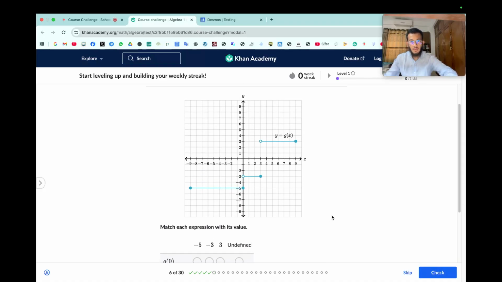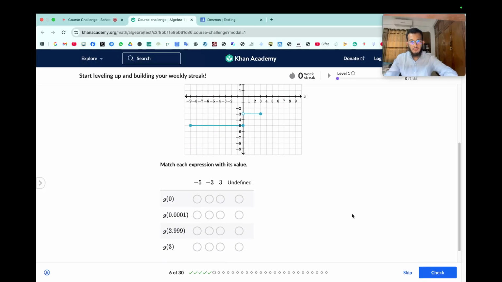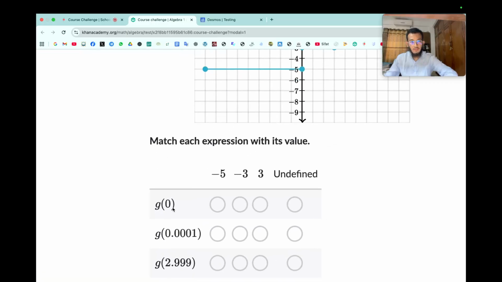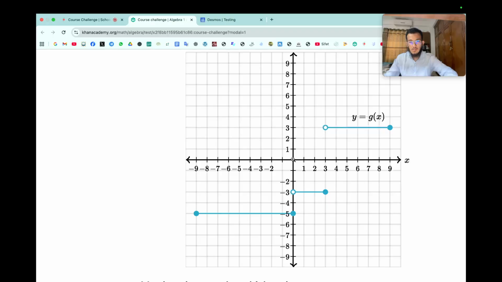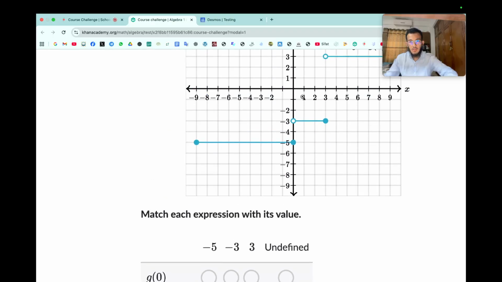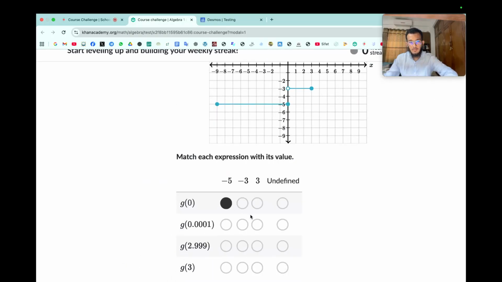Okay, so for the next question, match each expression with its value. So g of 0. For x equals 0, this is not the value, open circle, this is not included, but this is included, so it's -5.